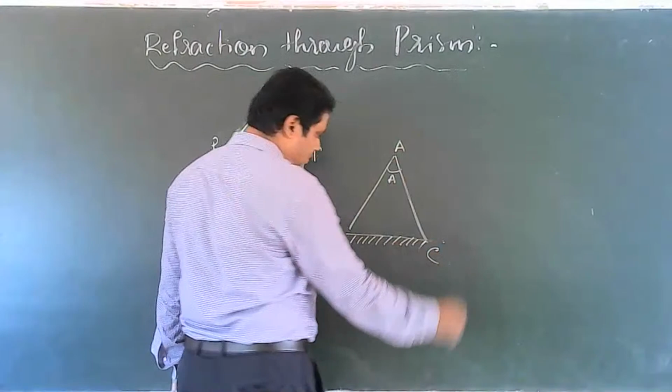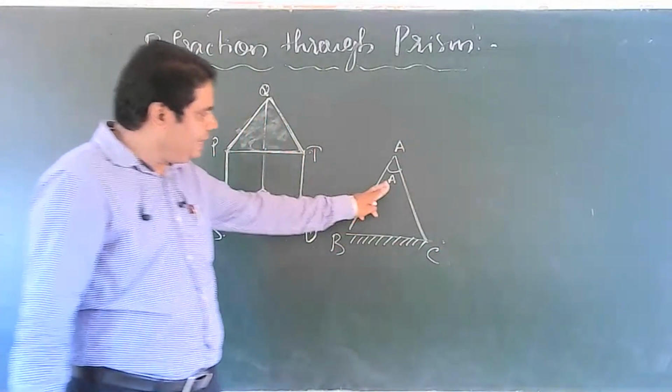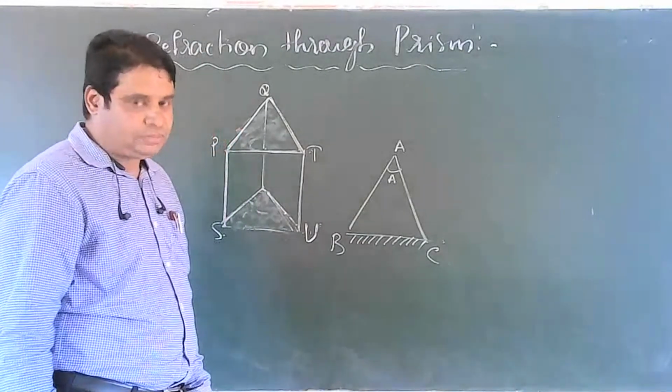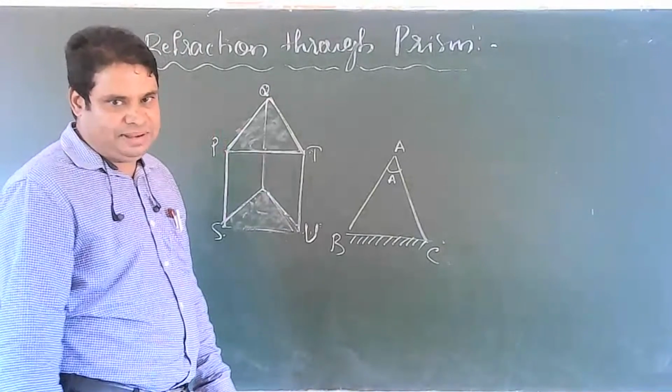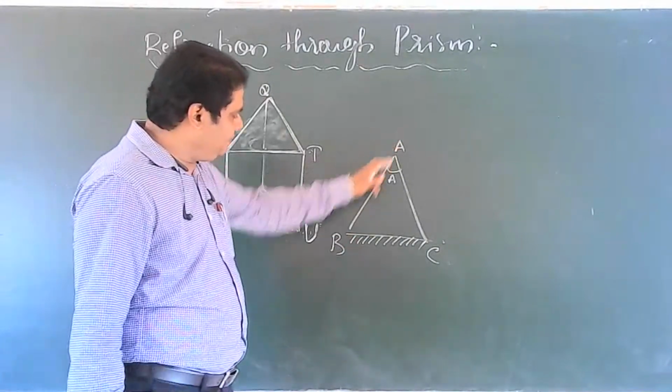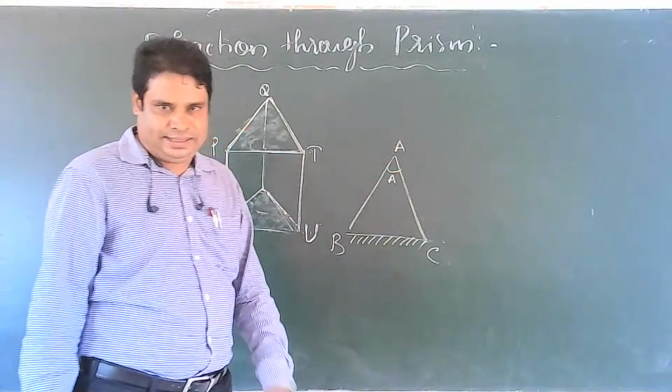This angle, say ABC, usually written as A, is called the angle of prism. We have two refracting surfaces here: surface AB and surface AC.